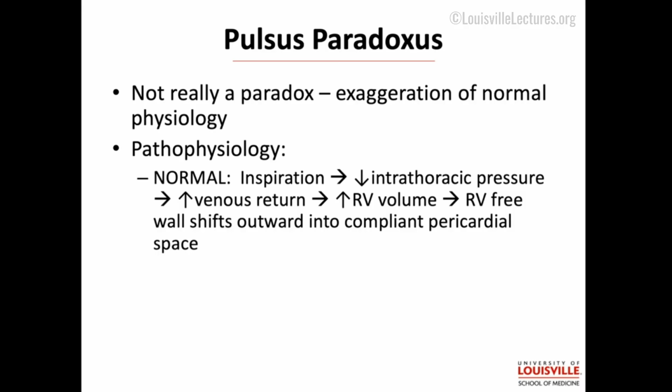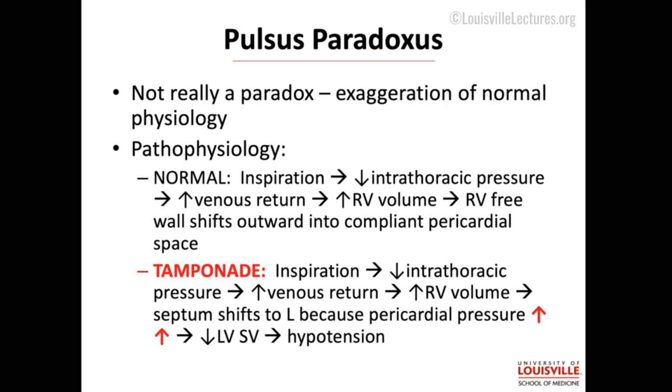Normally, when you take a deep breath in, you lower the intrathoracic pressure, which increases venous return to the right side of the heart. The RV gets more volume delivered to it. The RV free wall is free to shift outward into that compliant pericardial space, and so it does so. In tamponade, let's go through the same process.